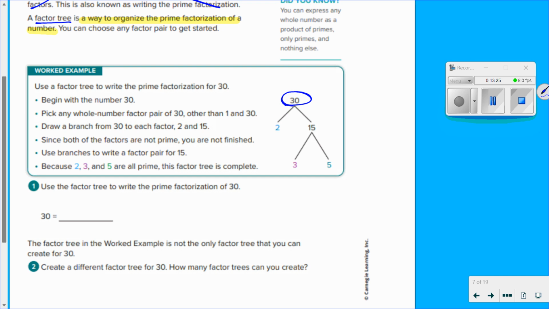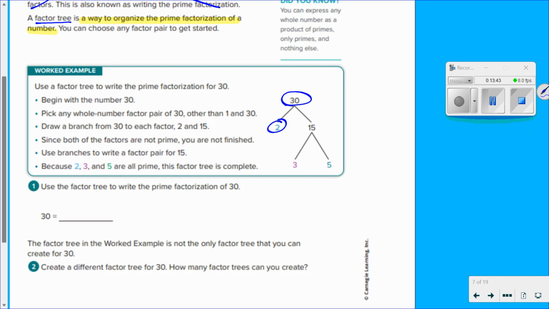Okay, in this case, they did that. They said, okay, well, I can do 2 times 15. That's 30, right? Anytime you get to a prime number, you circle it. That branch of the tree is now dead. I can't go any further. It's already a prime number.